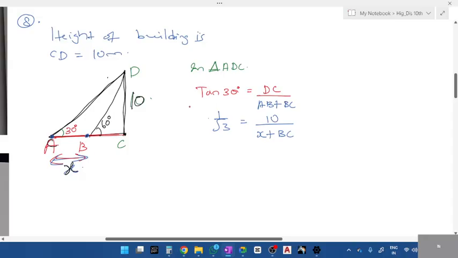Which one, students? See, next one in this equation. Yes, this equation. What are the two values we have? Two unknown values. X and BC. If we have two unknown values, is it possible to find the answer? That I explained yesterday. You have to take the other triangle. What's the other triangle?